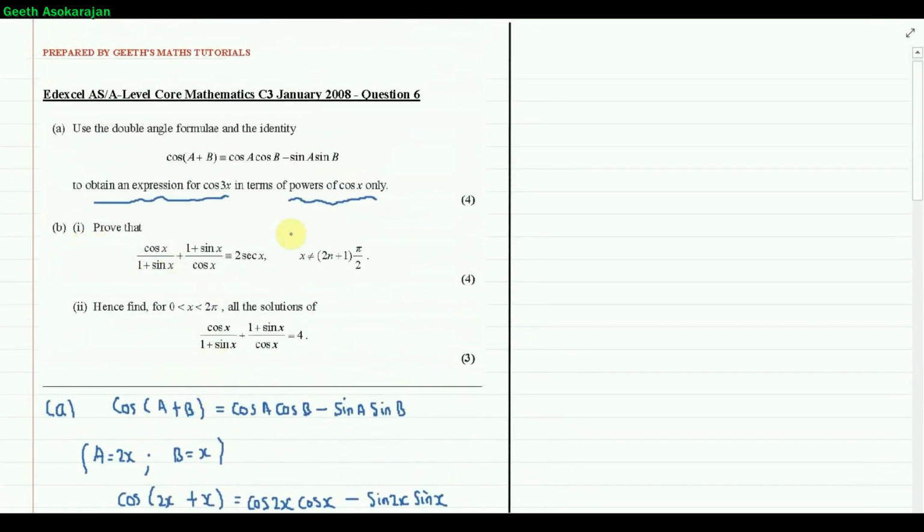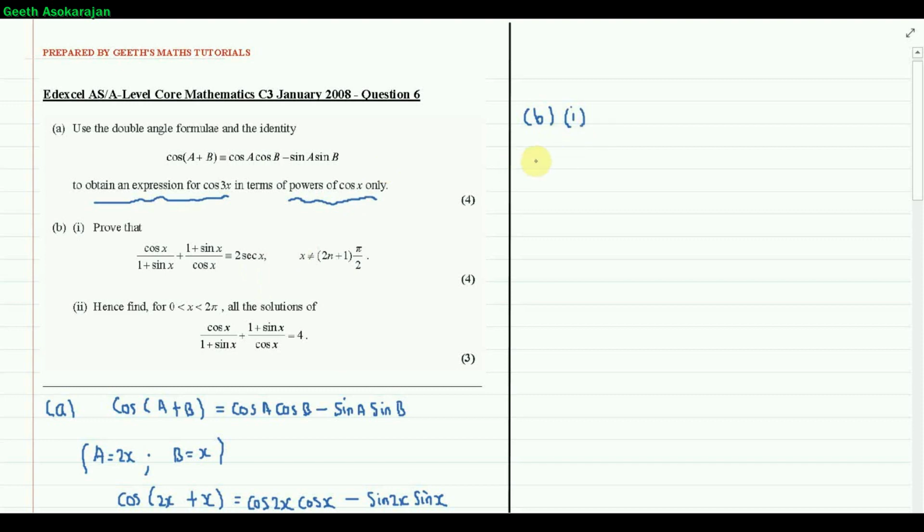Let's move on to part B. So there's 2 parts to part B. So let me continue here. Let me be as neat as I can. So B part 1. Prove that the left hand term, cos x over 1 plus sin x plus 1 plus sin x over cos x, is equal to the right hand side, which is 2 sec x. So let me consider the left hand side, and let's simplify this and eventually prove that when we simplify this we get the right 2 sec x.